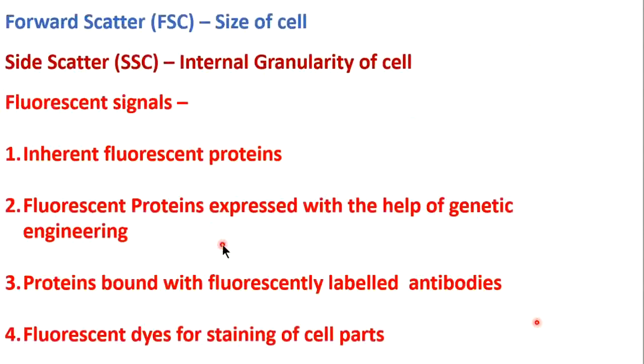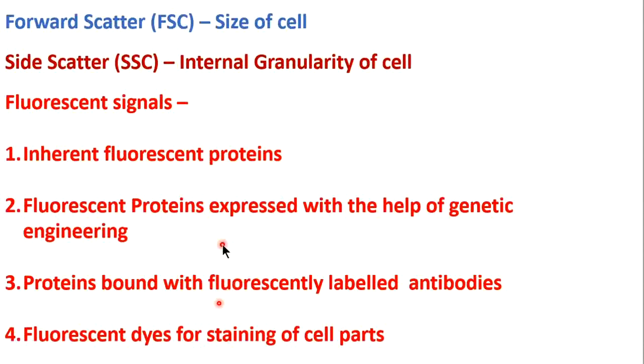So I'm again summarizing. We are measuring FSC, size of cell, we are measuring SSC, granularity of cell, and we are measuring fluorescent signals, which can be of multiple types. Like the cells can have inherent fluorescent proteins like blue-green algae, and some algal cells can produce the fluorescence. Then there are some fluorescent proteins which we can express by using genetic engineering, like GFP, green fluorescent protein, CFP, cyan fluorescent protein, YFP, yellow fluorescent protein, RFP, red fluorescent protein. So these proteins can be expressed inside the cell with the help of some kind of genetic engineering.